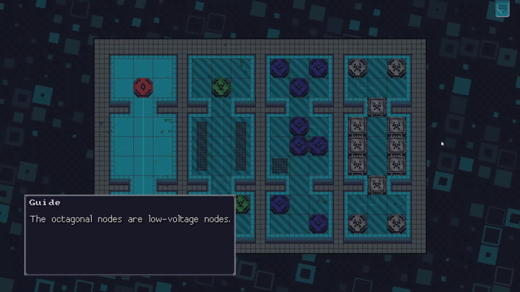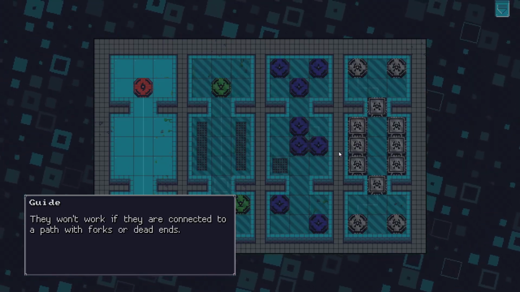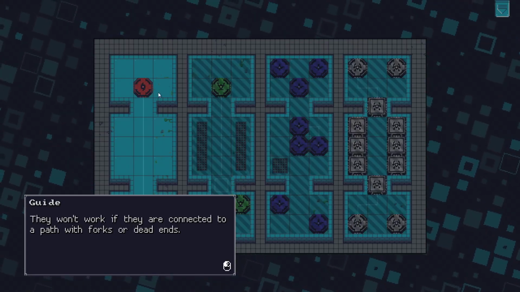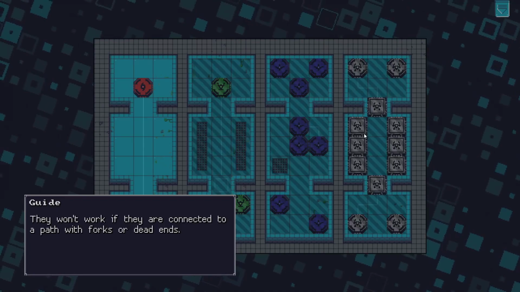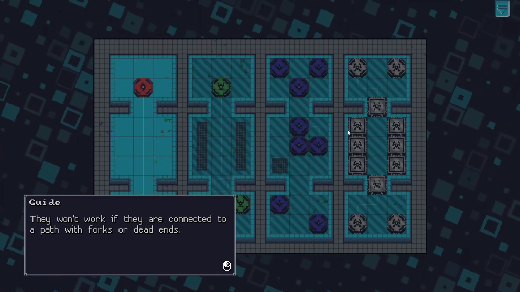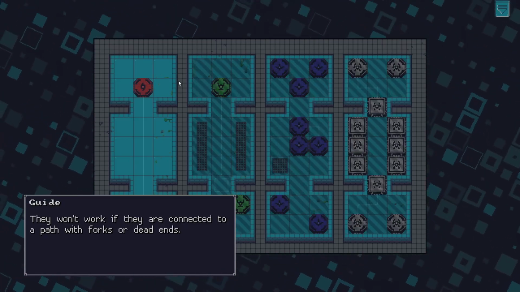The octagonal nodes are low voltage nodes. They won't work if they are connected to a path with forks or dead ends. Octagonal. Okay, were all of the others I saw? Yeah, so these were all just square. I wouldn't know the difference if I didn't have one of these on screen to compare with these. Maybe I would have noticed if I had just done that, I don't know.